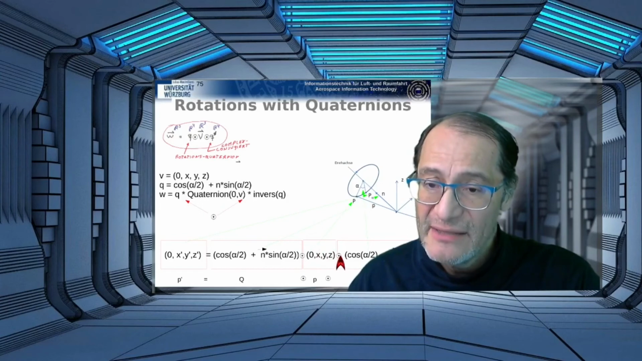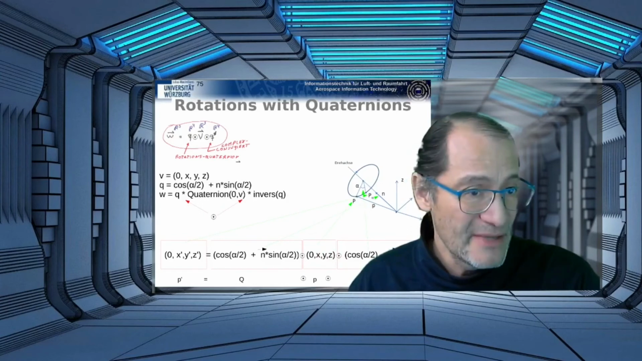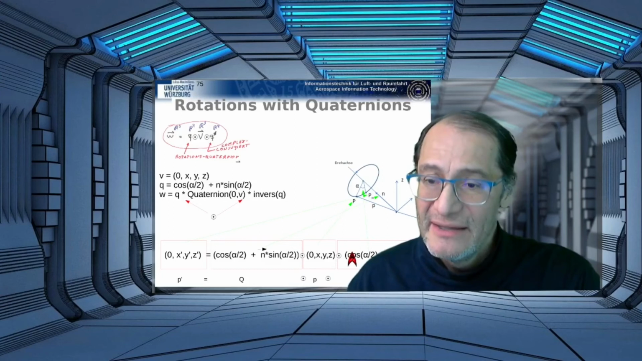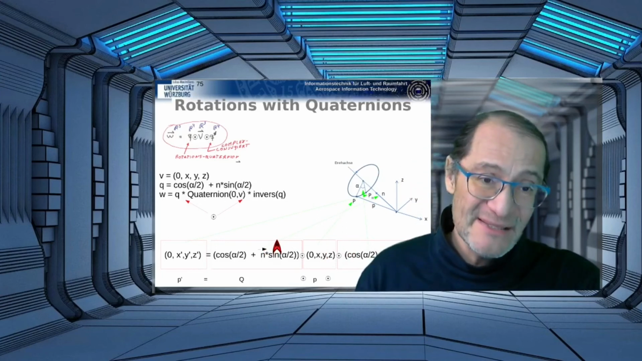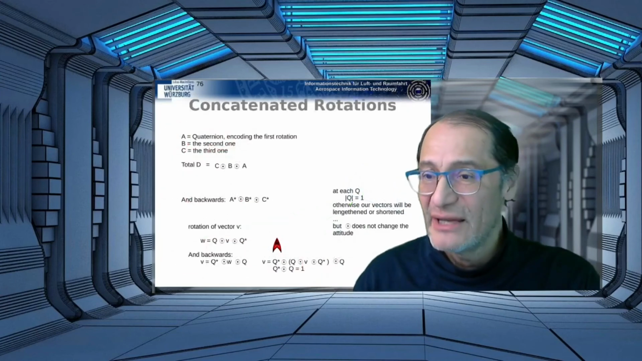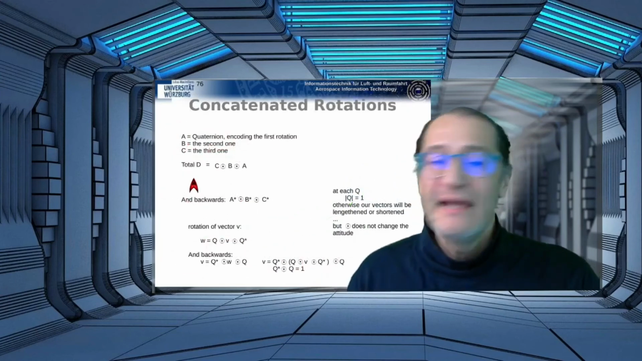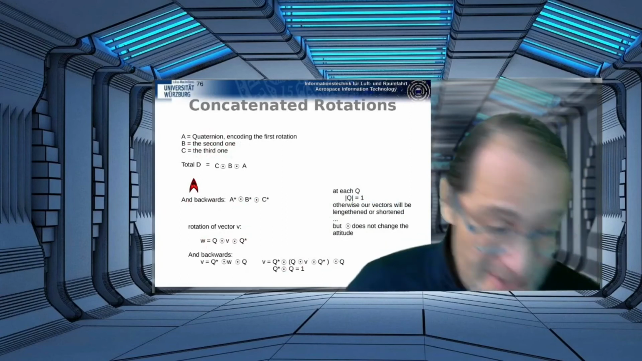And again multiply by, here you can see, the inverse quaternion. So let's do this multiplication 2 times. Do you remember we did it already once? Now we have to do it 2 times. Okay, and now how to accumulate rotations.